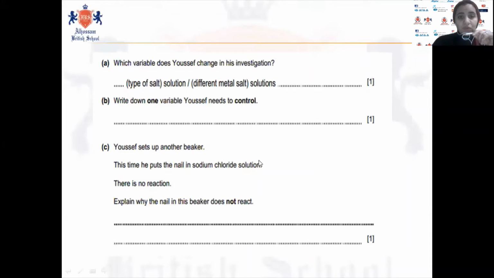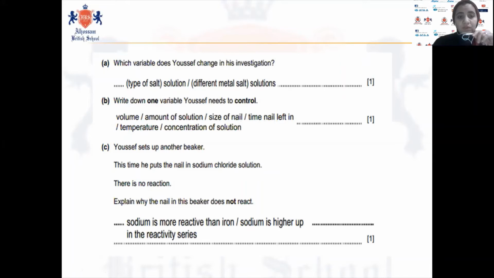So type of solution, or metal salt solution. Write down one variable Yusuf needs to control. The volume of the solution. Excellent. What else? Give me another one. Maybe the type of the nail. Excellent. And for example, the temperature. The same temperature, or the concentration of the solution. Excellent.